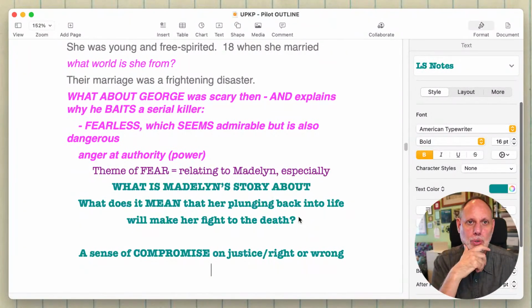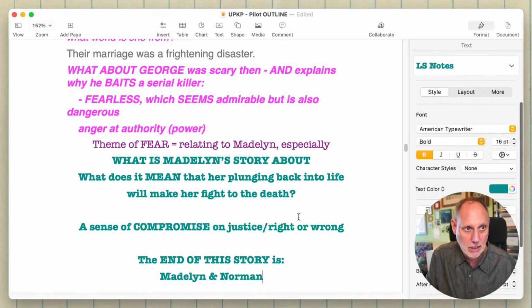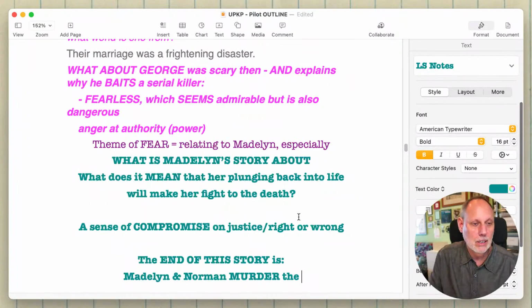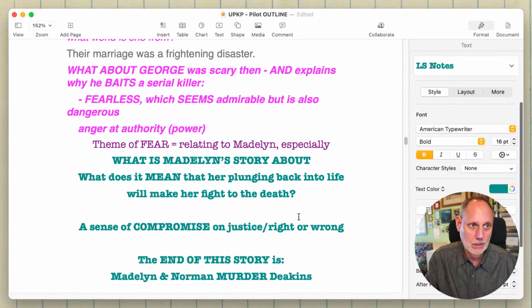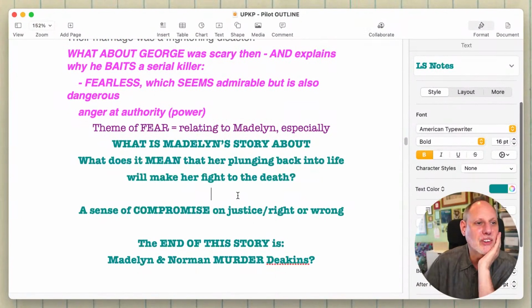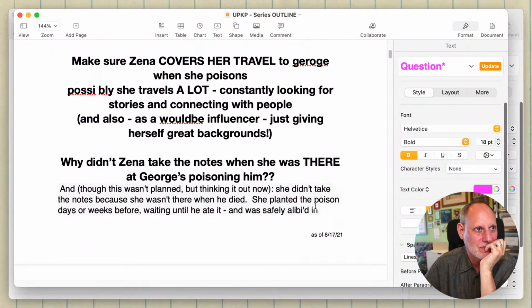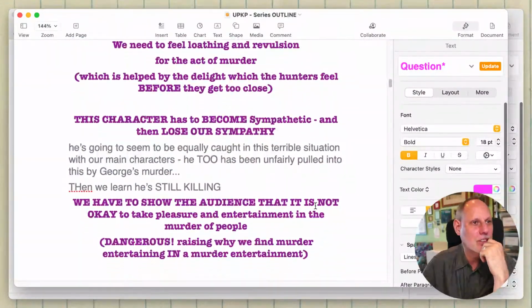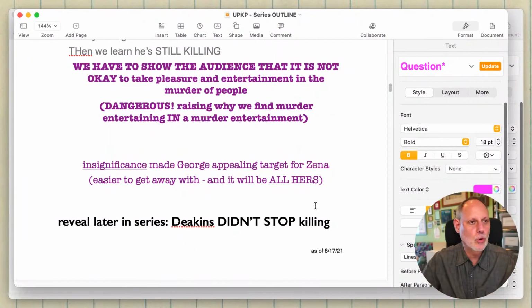But maybe that's not really what it's about. Maybe what it's about is, when you put yourself out there, you risk danger and death, but that's what you've got to do, and you've got to fight. Because the end of this story is Madeline and Norman murder the... Oh, this is a question. I believe they murder the serial killer. See, this is the thing. I don't actually remember what happens at the end of this story. That's why I keep going back to the other outline. These are just any notes I had that weren't about the pilot. I just put them here, but I didn't organize them, and I haven't really thought about it.